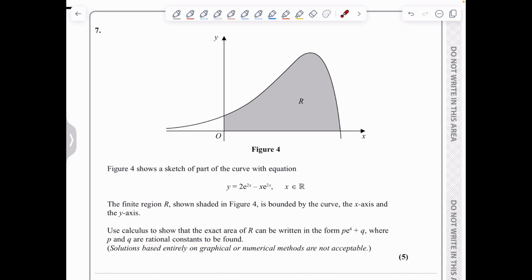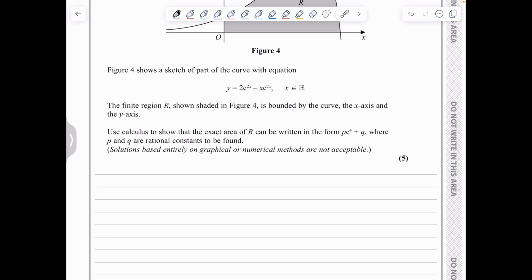Well, I will start by finding the cut on the x-axis, because I will be integrating from 0 up to this point here. So a cut on the x-axis means that y is 0, and therefore we've got 2e to the 2x minus x e to the 2x is 0. I will factor out the e to the 2x, so e to the 2x times (2 minus x) is 0. Well, e to the 2x equal to 0 yields no real solution, so we reject it, not valid. And 2 minus x being 0 will give me that x is equal to 2.